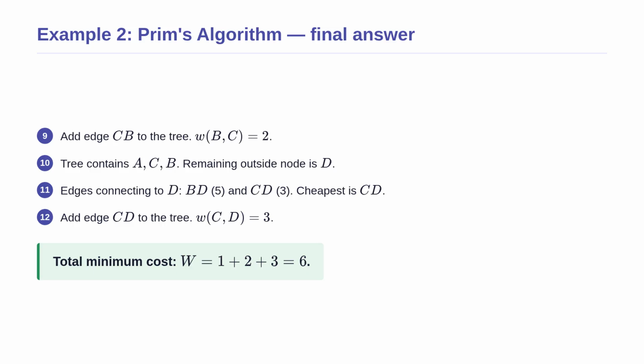Our tree now contains nodes A, C, and B. Finally, we need to connect the last remaining outside node, which is D. We look at edges connecting our tree to node D. From node B, we have edge BD costing 5. From node C, we have edge CD costing 3. The cheapest option is CD, so we add it. All 4 nodes are now connected, so we stop. Adding the weights 1, 2, and 3 gives a total minimum cost of 6. Prim's algorithm successfully finds the optimal solution, just like Kruskal's.